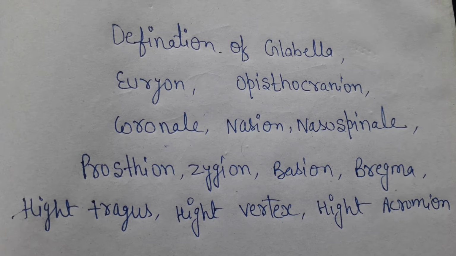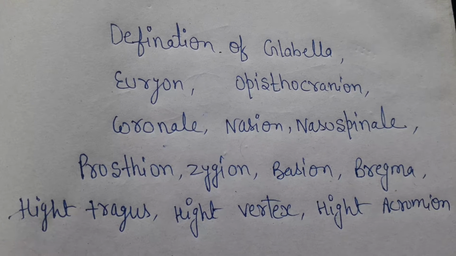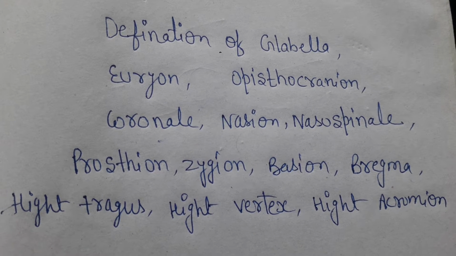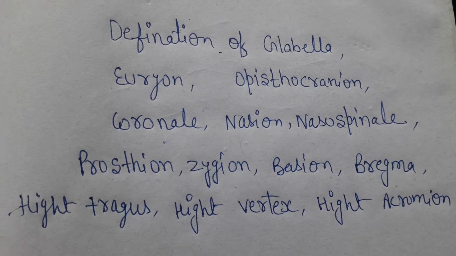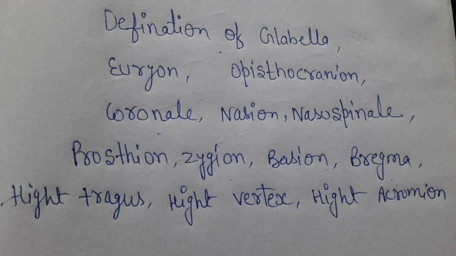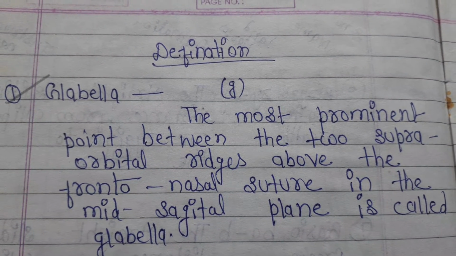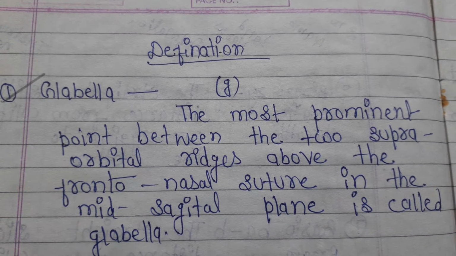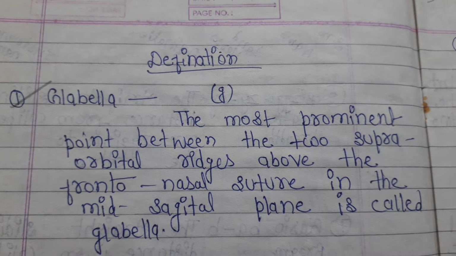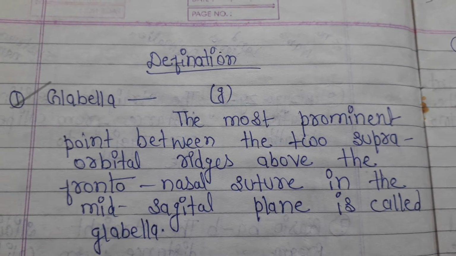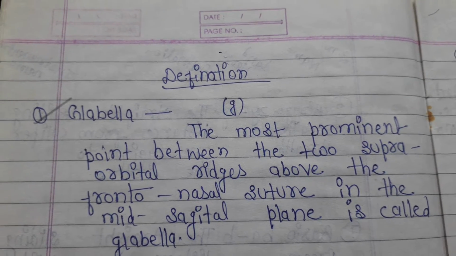एंथ्रोपोलॉजी से लिया गया है। डेफिनेशन में हम देखेंगे ग्लेबला, यूरॉन, ओपिस्थोक्रैनियन, कोरोनल, नेजन, नेसोस्पाइनल, प्रोस्थियन, जिगियन, बसियन, ब्रेगमा, हाइट ट्रैगस, हाइट वर्टेक्स एंड हाइट एक्रोमियन। सो गाइस, ग्लेबला का डेफिनेशन क्या होता है? The most prominent point between the two supraorbital ridges above the frontonasal suture in the mid-sagittal plane is called what? Glabella.